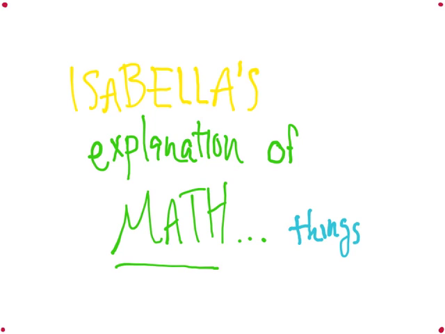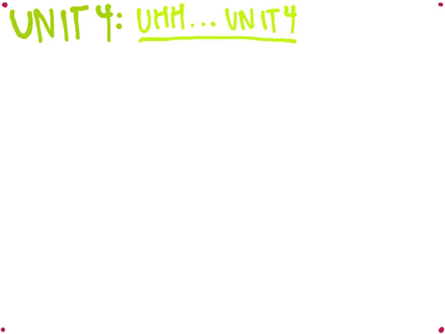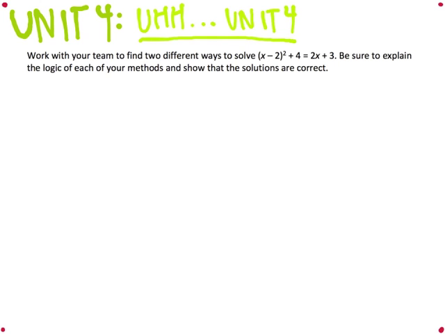Today I will be going over a problem from Unit 4, which I do not know the name of, but Unit 4. The problem reads, work with your team to find two different ways to solve (x − 2)² + 4 = 2x + 3. Be sure to explain the logic of each of your methods and show that the solutions are correct.